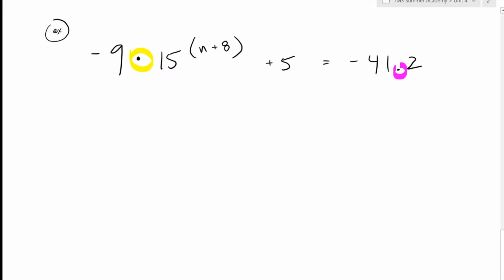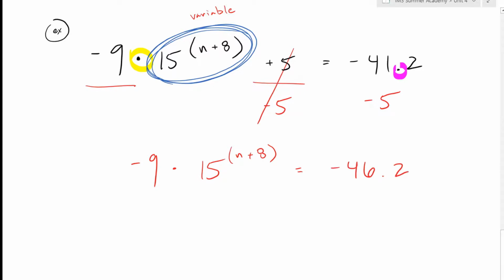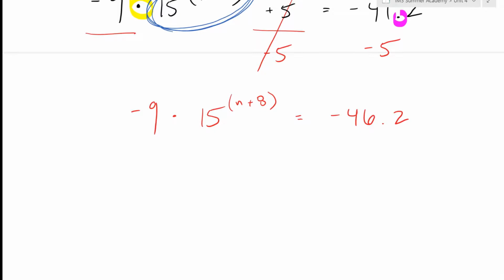Now this is the term that I need to get by itself before I start logging. We've got two things to move, the -9 and the 5. If we're thinking about this as the variable, what we're trying to find, the -9 and the 5 would move first. So we have to subtract the 5 over. So -9 times 15^(n+8) comes out to a -46.2.